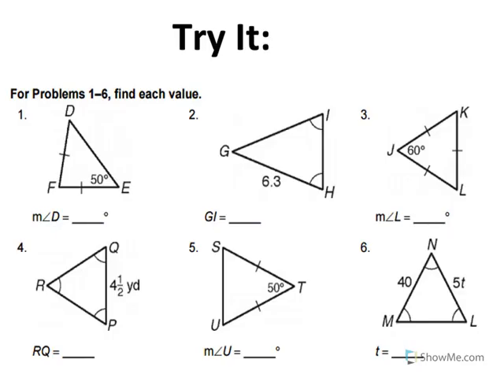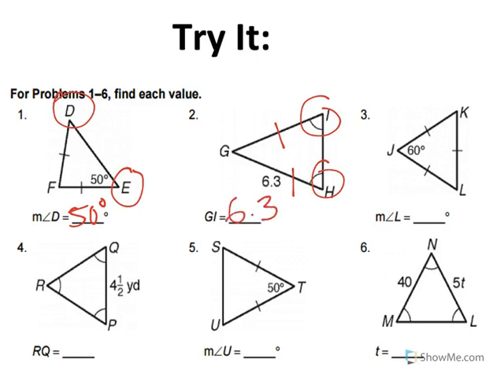Okay, so try this out. For number one, we're given that the two sides are congruent. That means that the two opposite angles are congruent. That means angle D and angle E are congruent, so D would be 50 degrees. And for number two, we're given that two base angles are congruent. That means the two sides are congruent, so the segment from G to I is also 6.3.